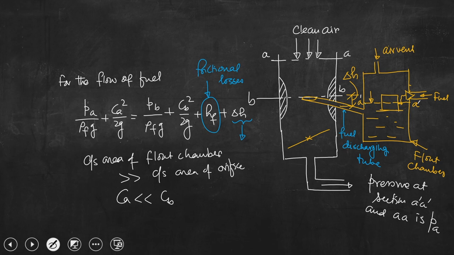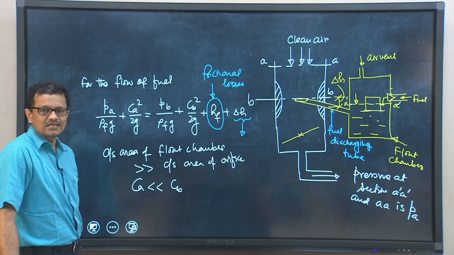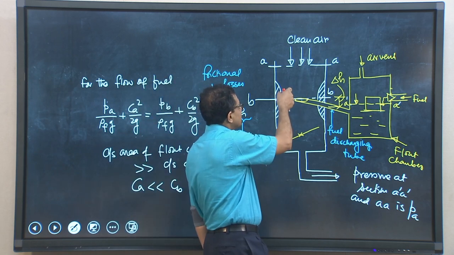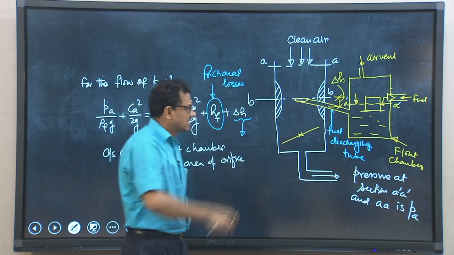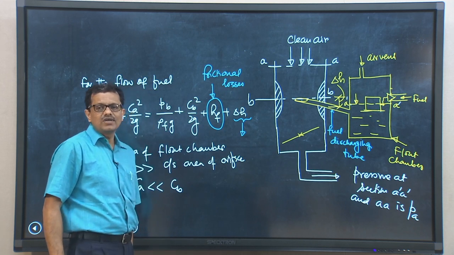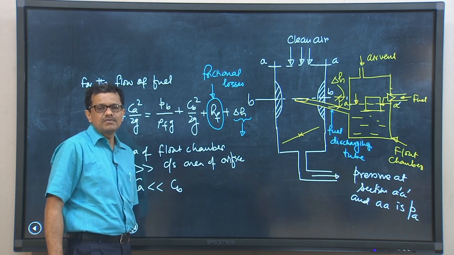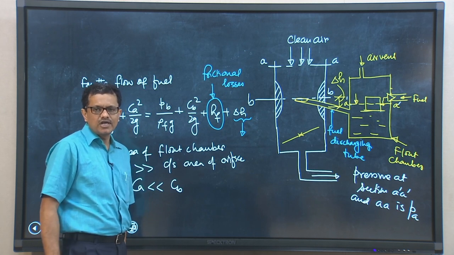So, the pressure difference is important to have a flow of fuel from the float chamber to that orifice or fuel discharging point, and that pressure difference is created by the flow of air, and that is why this venturi is provided. But the expression that we have obtained today is not the actual expression of the mass flow rate of fuel.